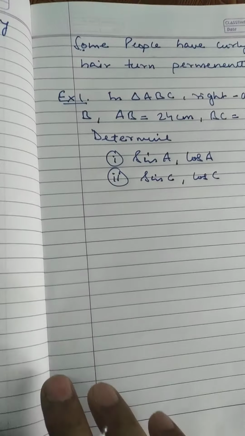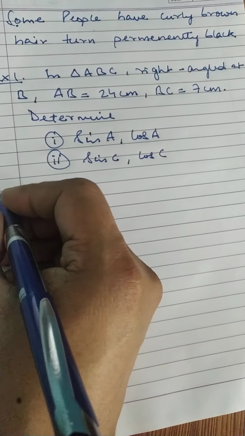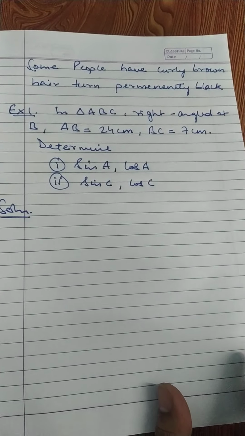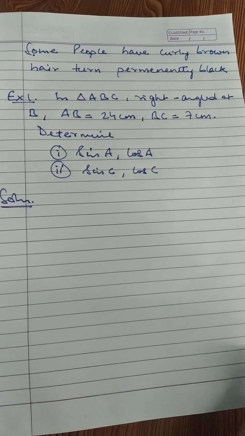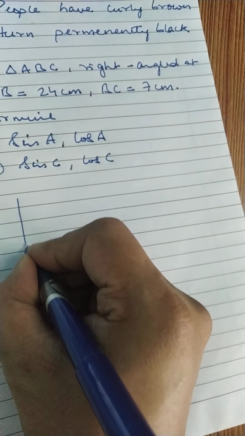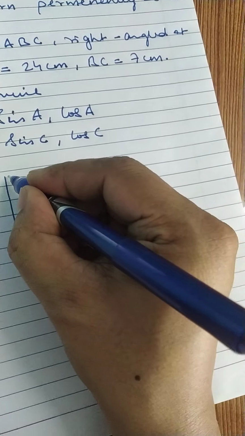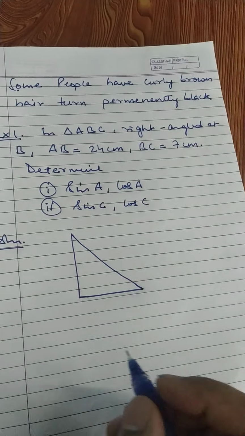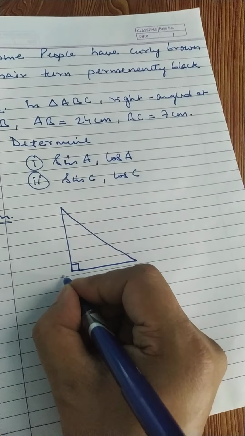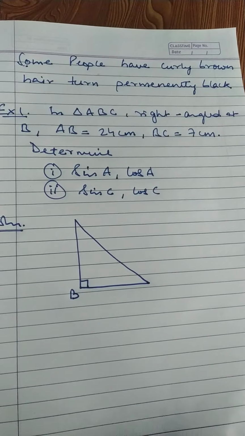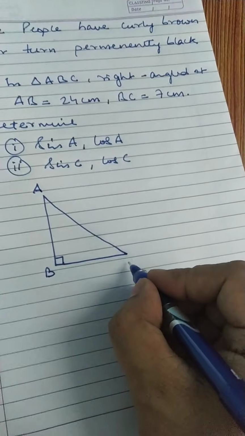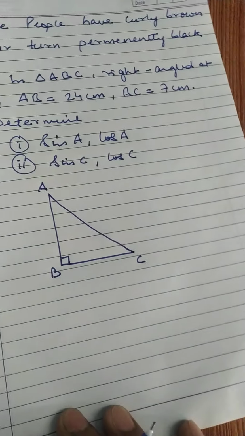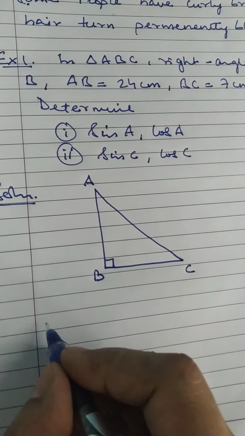Now the solution would be something like this. At first we have to draw the right angle triangle ABC. Let's draw this right angle triangle which is right angled at B. Let's suppose this is A, this is C. So here we have to find at first sine A.